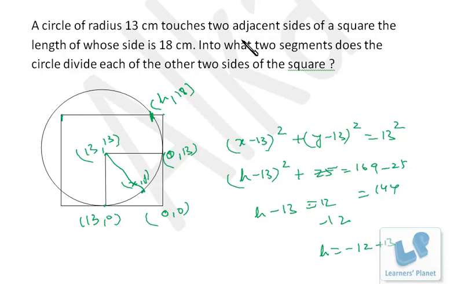So into what two segments does the circle divide each of the other two sides? That is 1 and 17. Getting my point? It is very simple if you use coordinate geometry over here, right? So this is a problem based on a square and a circle, and we have solved it using coordinate geometry. As I've already told you, you must have basic knowledge of coordinate geometry, trigonometry, and geometry as well. Okay? I hope you are getting my point. The segments are 1 and 17.